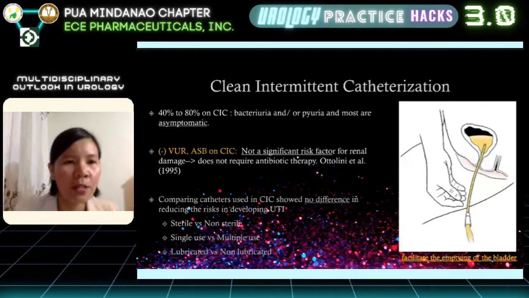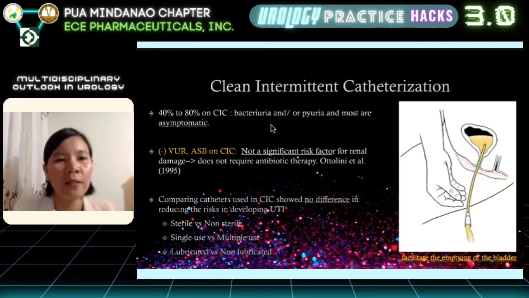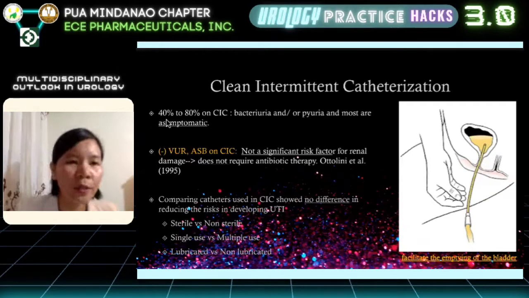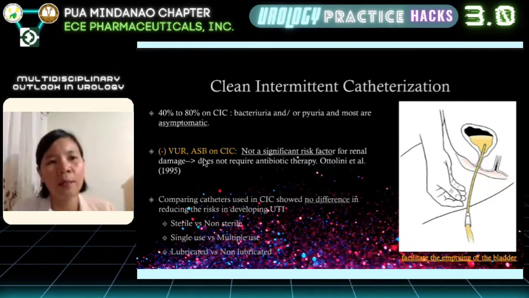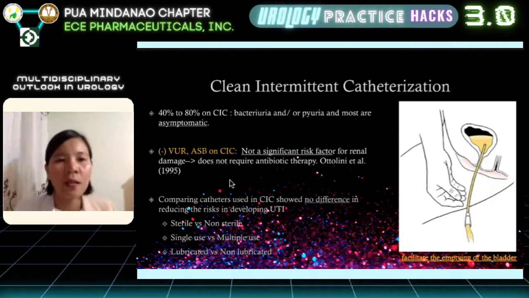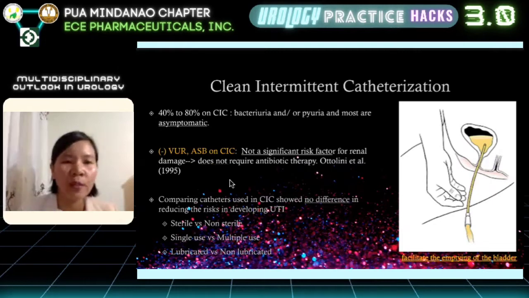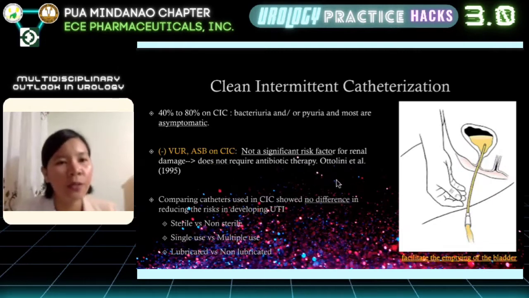And for those patients on CIC, a lot of them will have bacteriuria and/or pyuria and are mostly asymptomatic. So 40 to 80% on CIC. Do we need antibiotic for these patients? According to Ottolini et al. 1995, in patients without VUR, asymptomatic bacteria on CIC does not pose significant risk factor for renal damage, and thus they do not require antibiotic therapy.